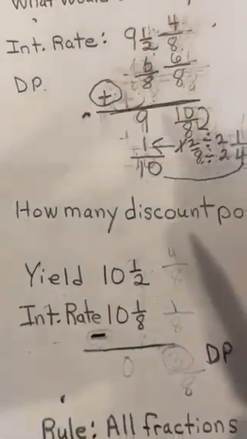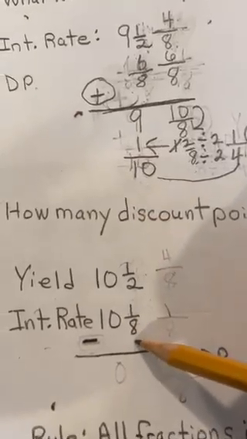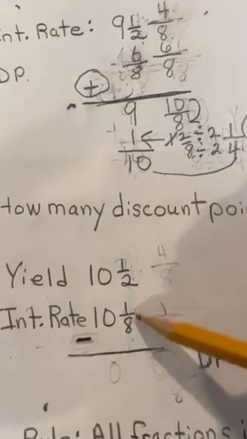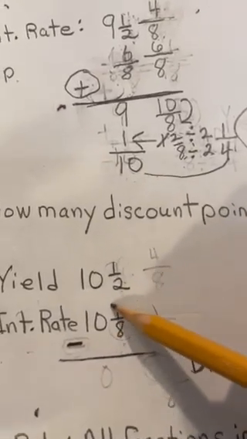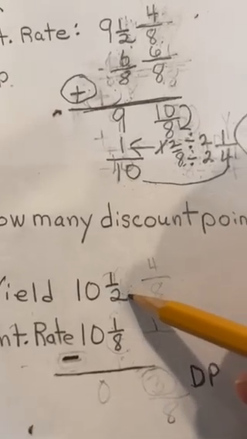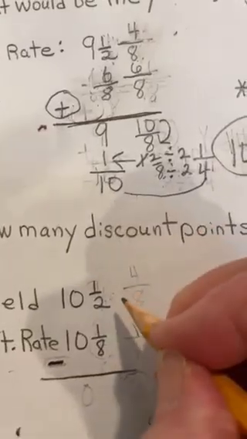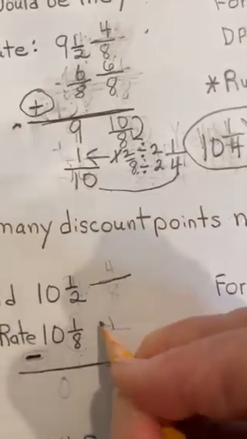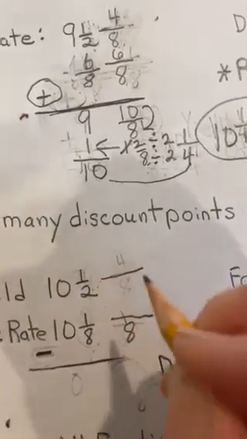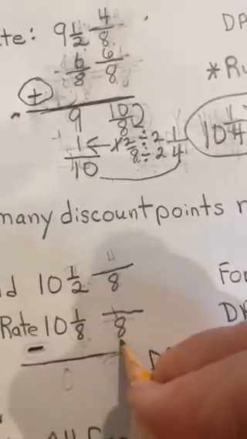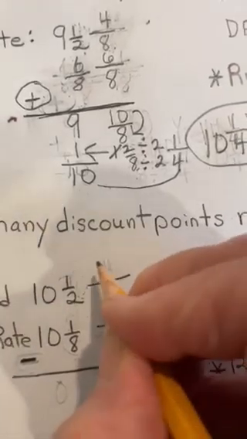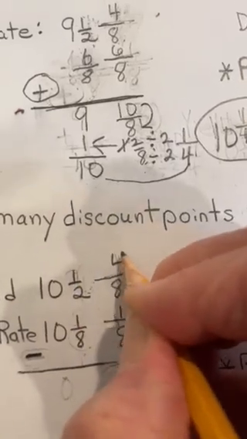So what is the rule? Any fractions that are for yield or discount points have to be changed into eighths. This one is already 8, so we don't have to change that. If you memorized your chart, you would know that 1/2 would be 4/8. But if you didn't, then you have to do your conversion. The lowest common denominator is 8, the highest number. 8 into 8 is 1. 1 times 1 is 1. 2 into 8 is 4. 4 times 1 is 4.